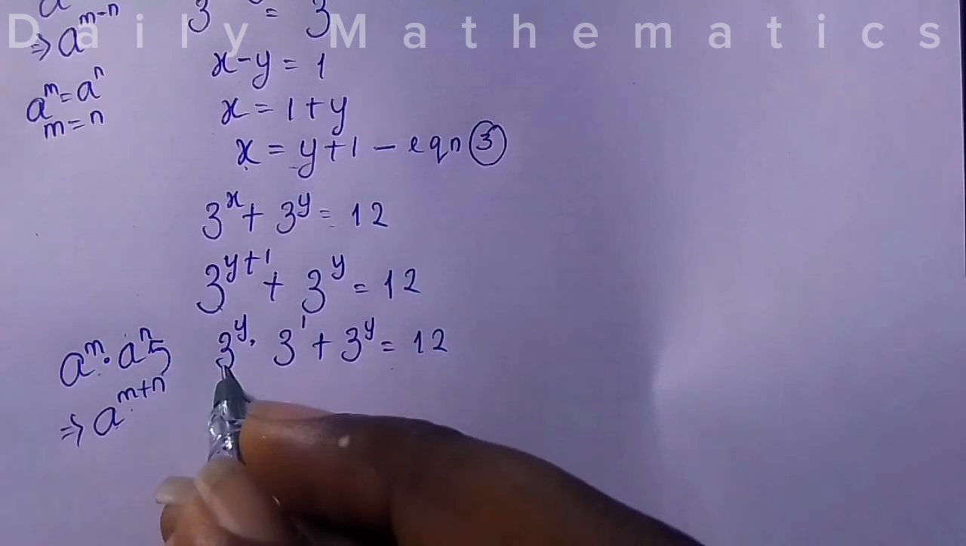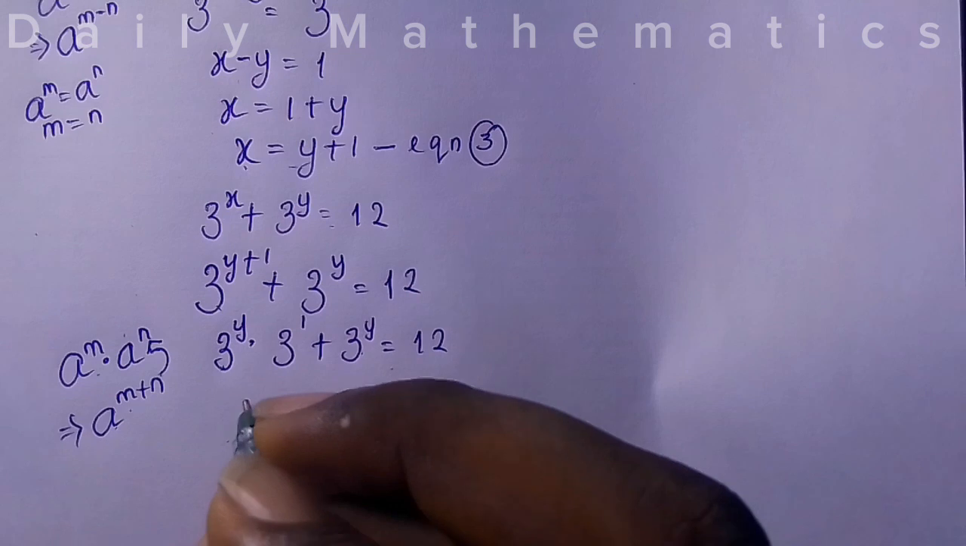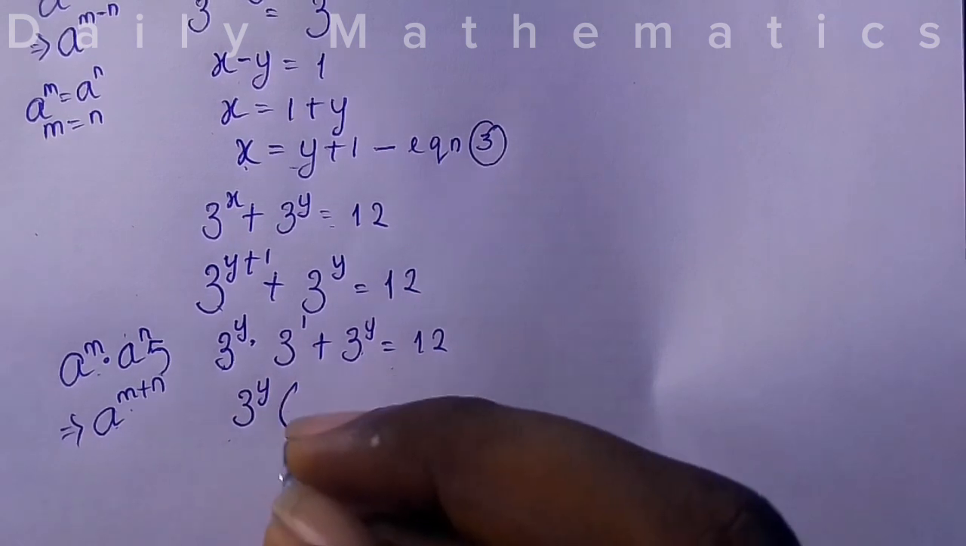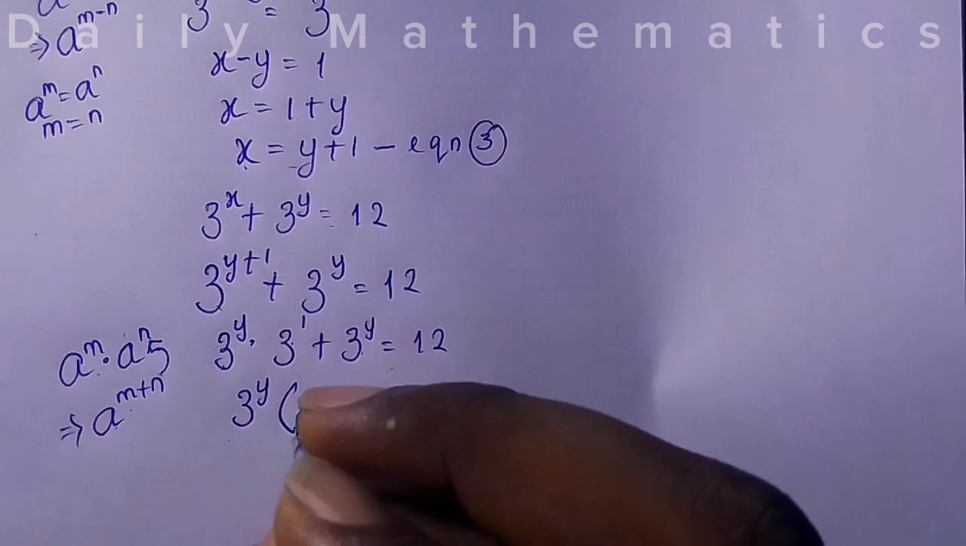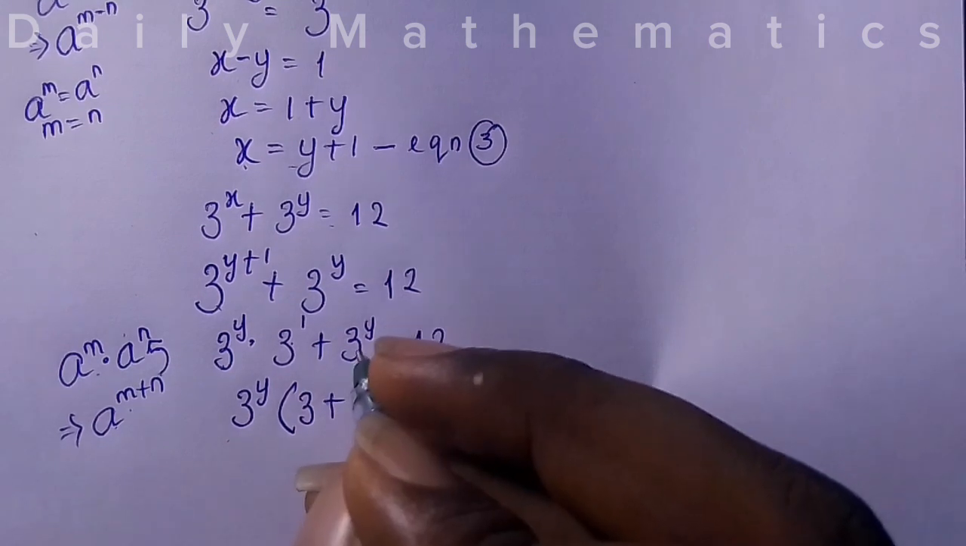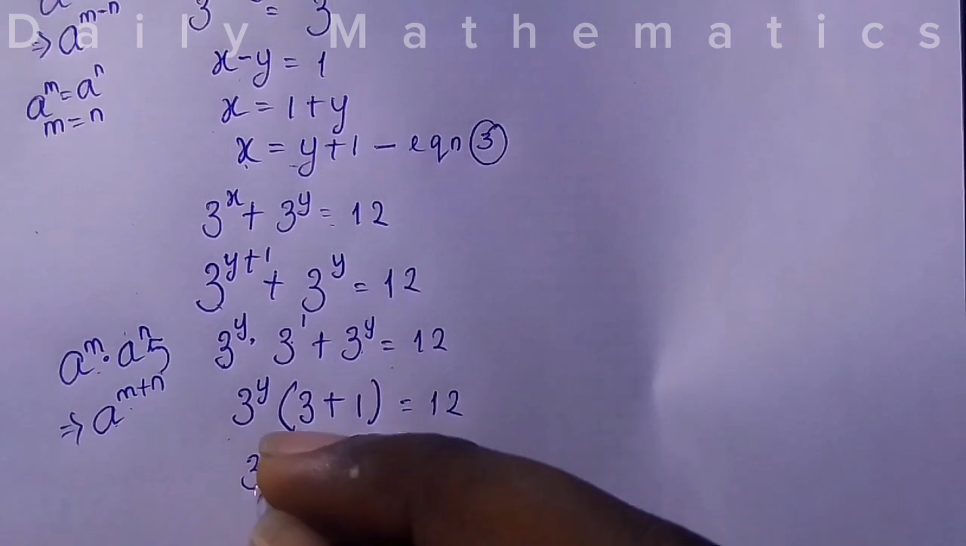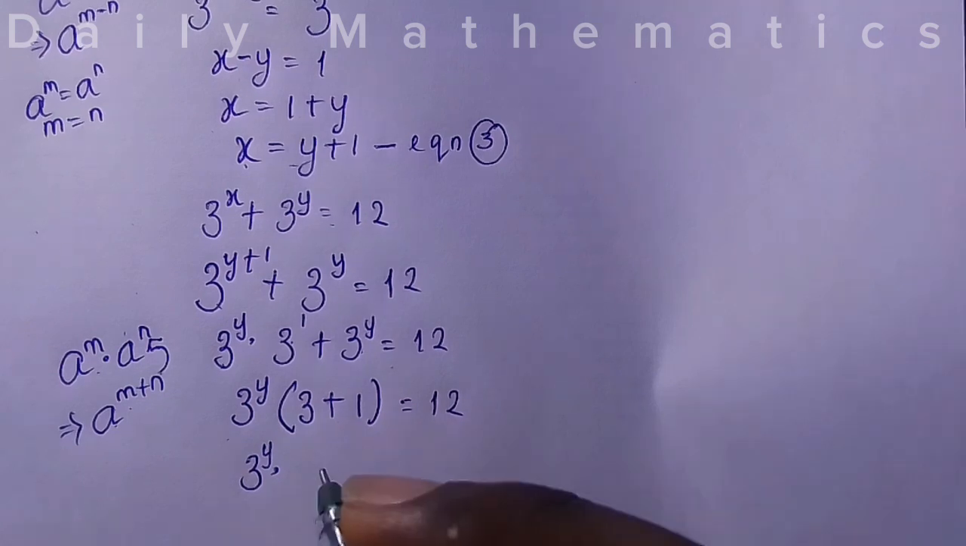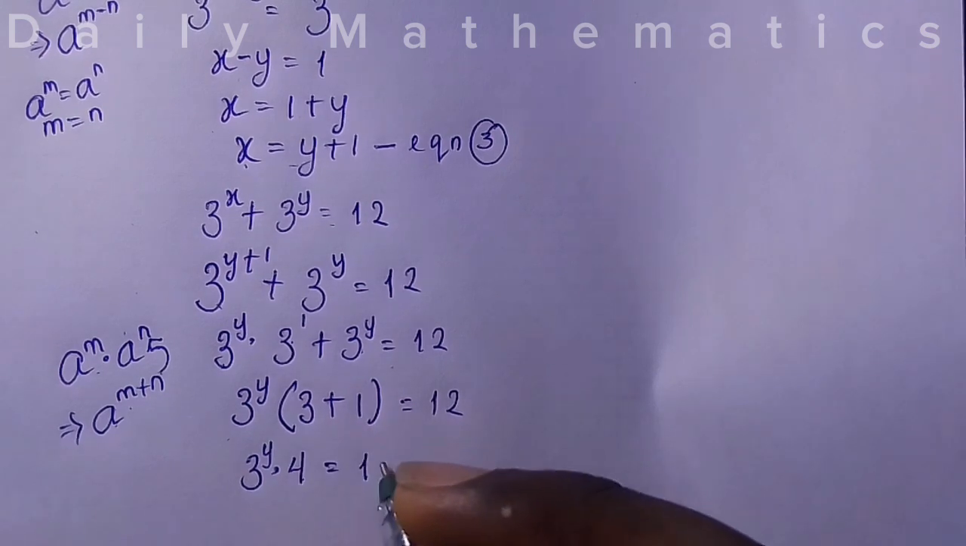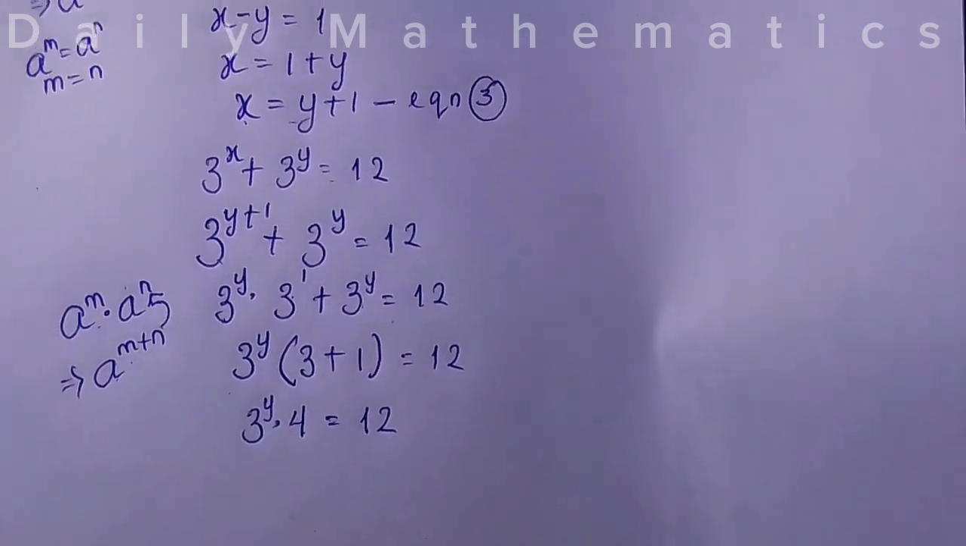We can see 3 raised to the power of y common here and here. So when we factorize it out, we have 3 raised to the power of y times, here, 3, plus, and when we bring it out from here, we have 1, equals 12. So from here, we have 3 raised to the power of y times 3 plus 1, which gives us 4, equals 12, right?